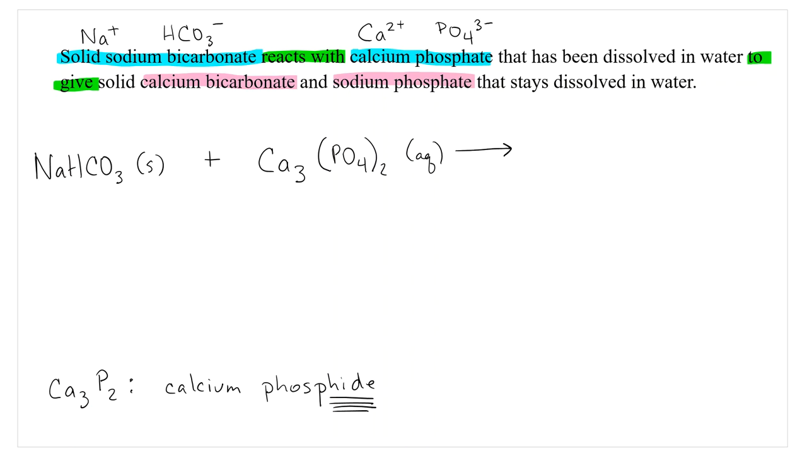To yield calcium bicarbonate. What is the chemical formula for calcium bicarbonate? Calcium has a +2. Bicarbonate has a -1.